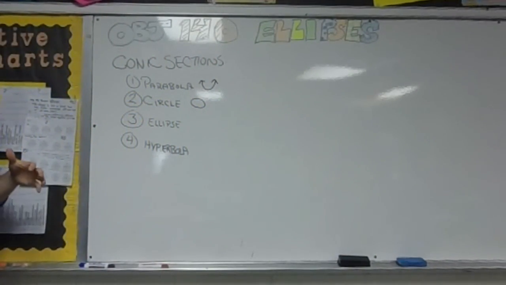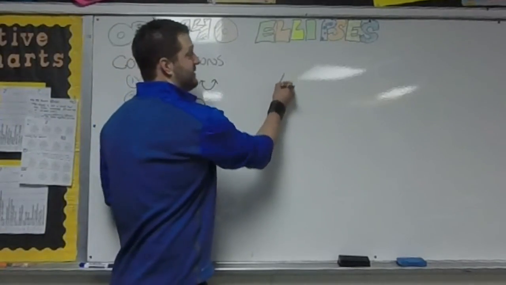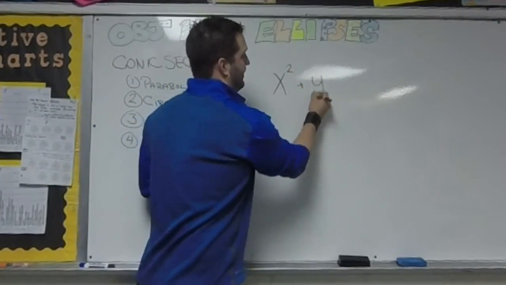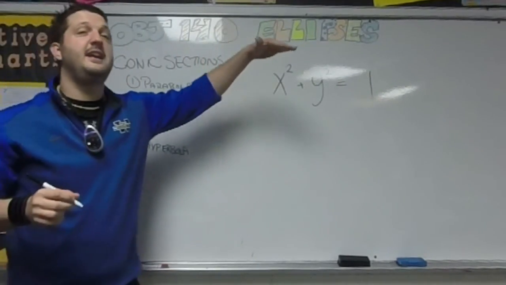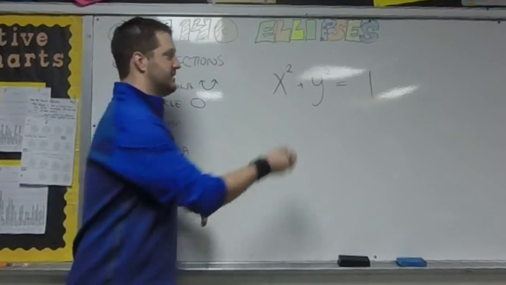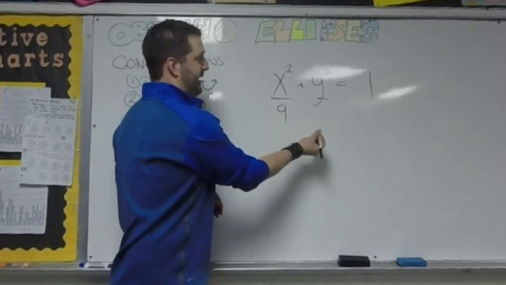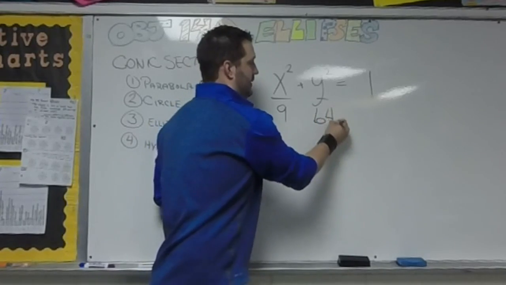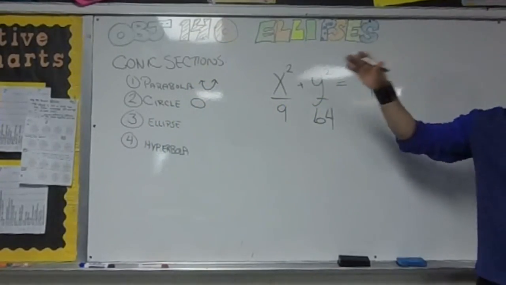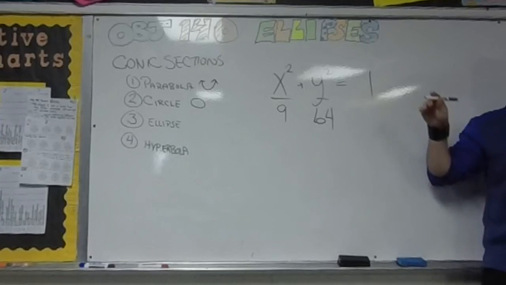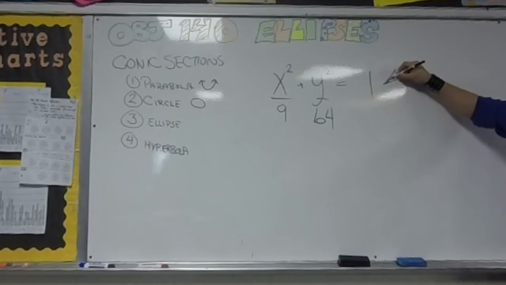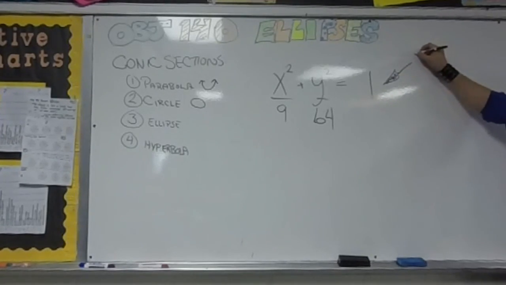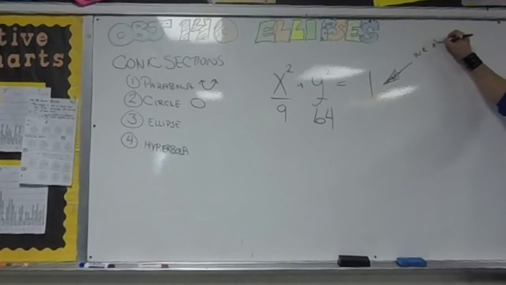Okay. So let me show you what a basic ellipse might look like. It's still going to have x squared plus y squared equals 1. And then underneath x squared and y squared are going to be some numbers. 9 and 64. Now, one thing different between a circle equation and an ellipse equation is that every ellipse equation needs this number over here on the right side. Instead of being r squared, we always want 1.